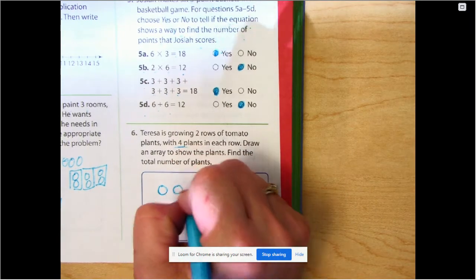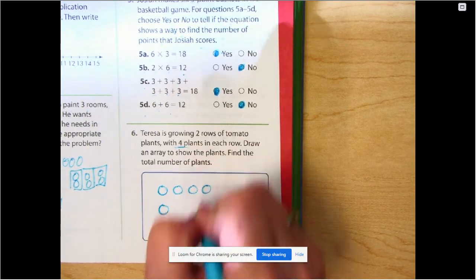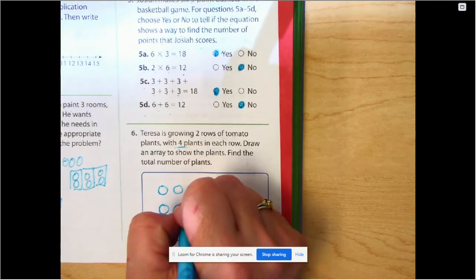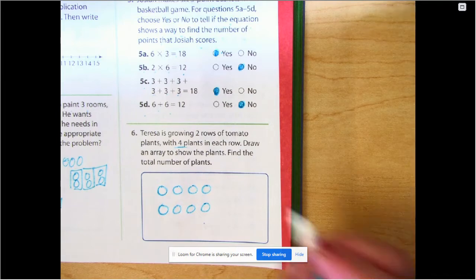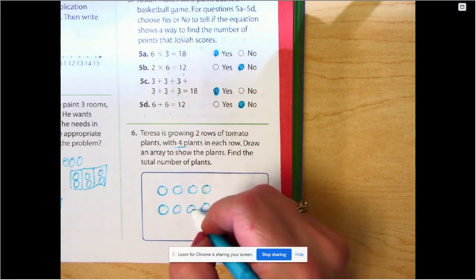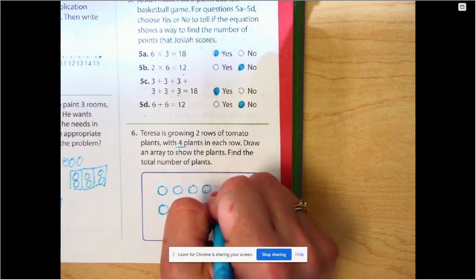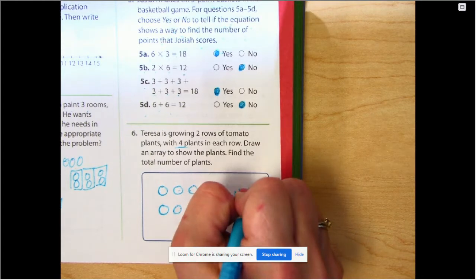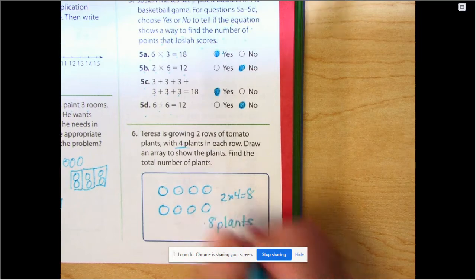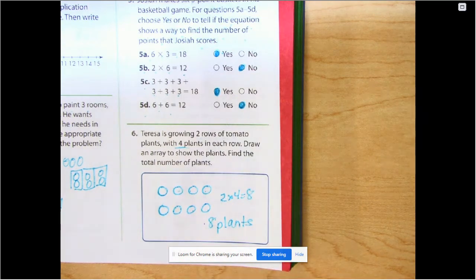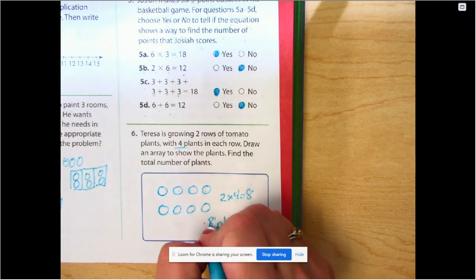1, 2, 3, 4. 1, 2, 3, 4. And what would be the total number of plants? 1, 2, 3, 4, 5, 6, 7, 8. 2 groups of 4 equals 8. That'll be 8 plants. Okay? 8 tomato plants.